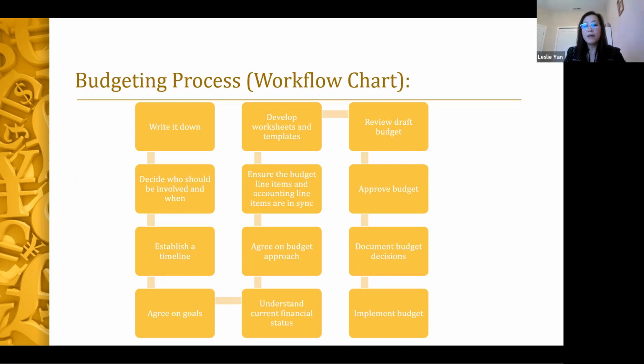Once the budget has moved to the board for approval, you want to make sure to document your budget decisions. You want to create a consolidated budget spreadsheet and files that include all your assumptions, all your needs for next fiscal year, and what wants you have included in your budget. That way everybody has that documentation when they need to refer to the budget again.